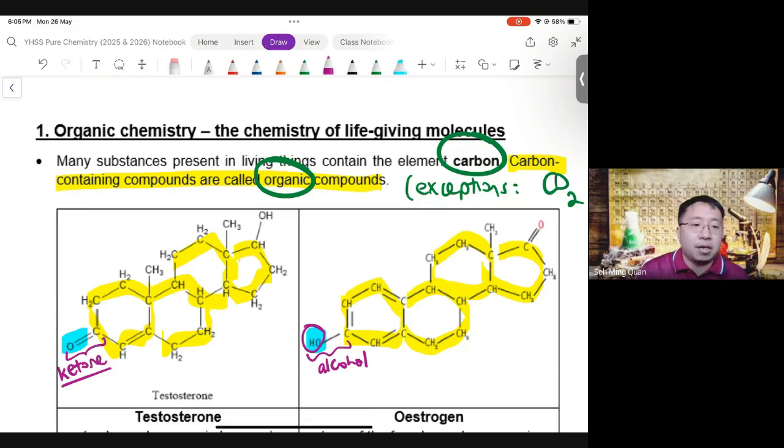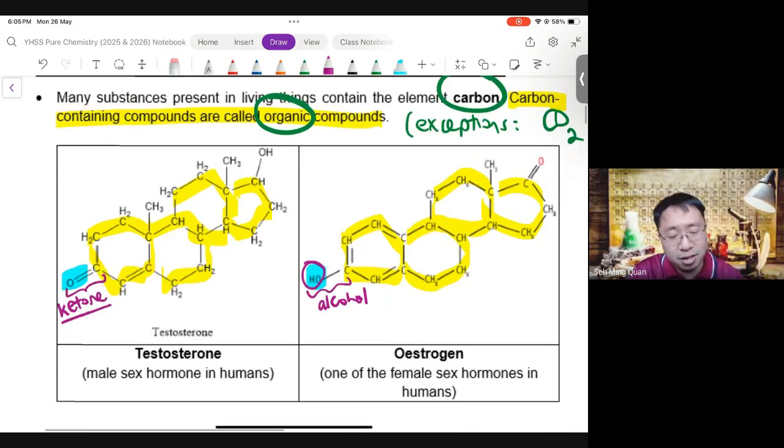Now, the next thing is you realize, hey, it's just one difference, right? Like 90% of the molecule still looks fairly similar. But can you see? These are two radically different molecules. The one on the left is called testosterone, which of course is the male sex hormone in humans. Whereas the one on the right is estrogen, the female sex hormone in humans. And this is the difference between male and female. And the difference between male and female is simply because one has a ketone, the other one has an alcohol in its place.